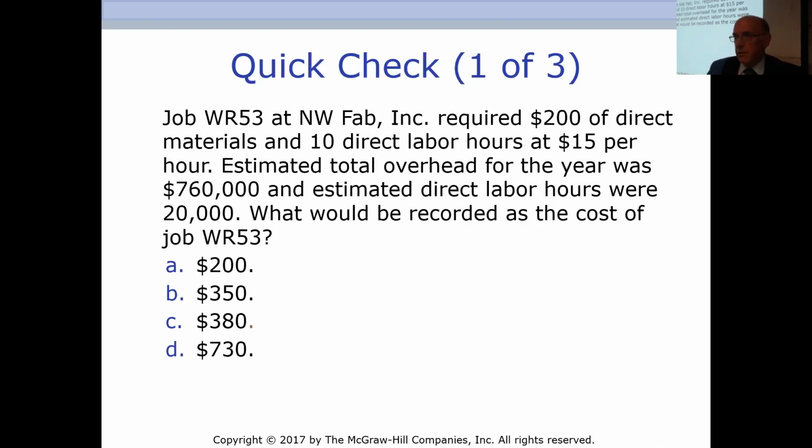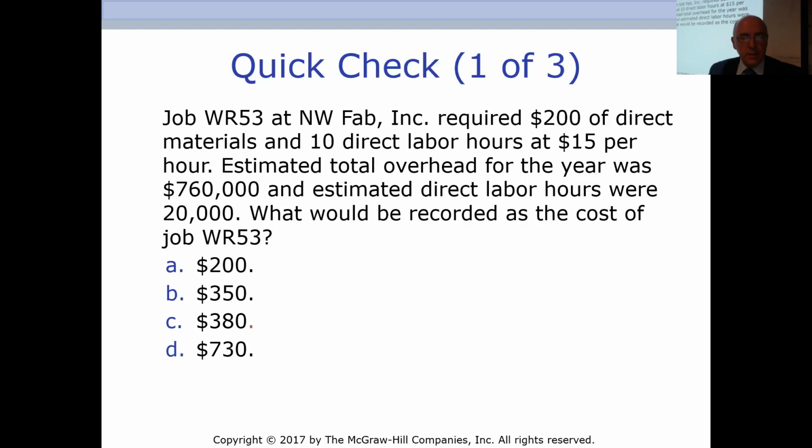That's like 38, right? 38 and a 0. Yes? If we multiply it by 10 direct labor hours, 38 times 10 is 380. That's answer C. Oh, these authors, only one of those answers is correct.